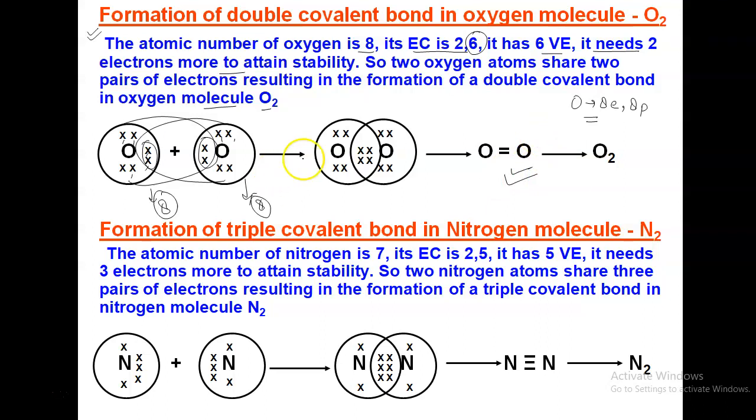Formation of triple covalent bond in nitrogen molecule. Nitrogen molecule is also an example of a covalent compound.